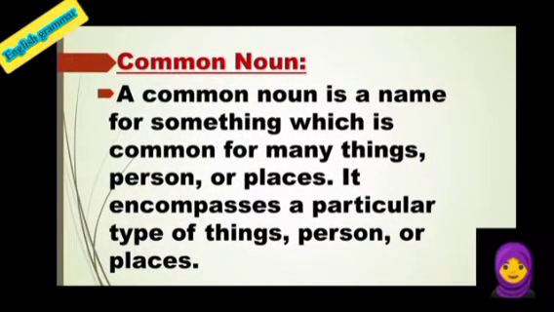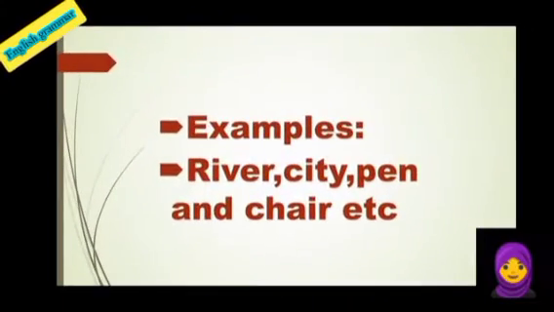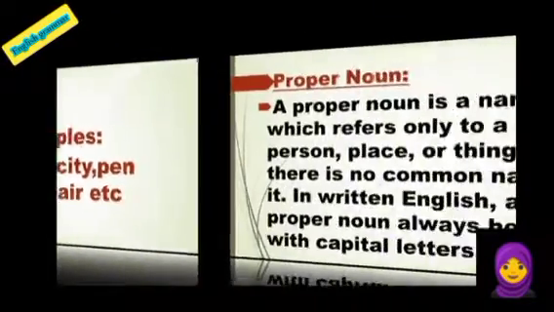A common noun is a name for something which is common for many things, person, or places. It encompasses a particular type of things, person, or places. For example, river, city, pen, and chair, etc. Here, river can refer to any river and city can refer to any city. Nothing in particular. So we can say common noun is a generic name of a person, place, or things.